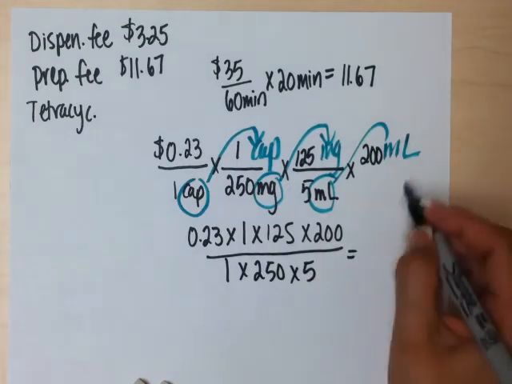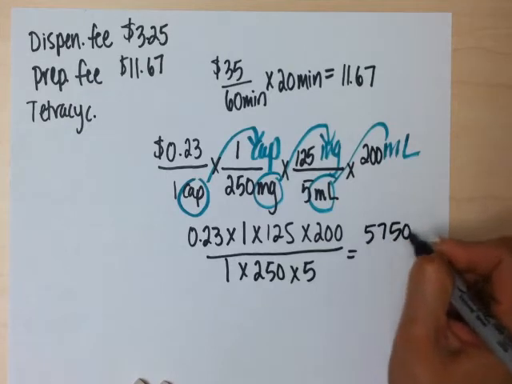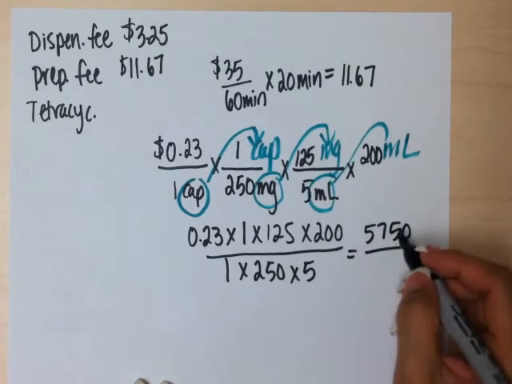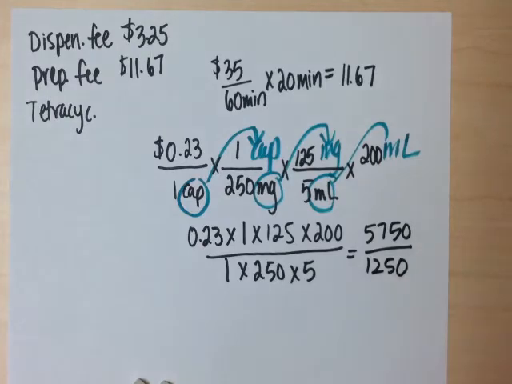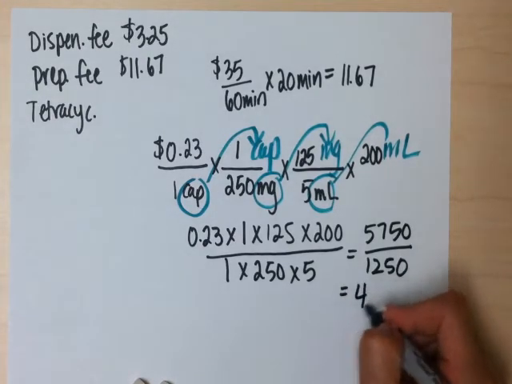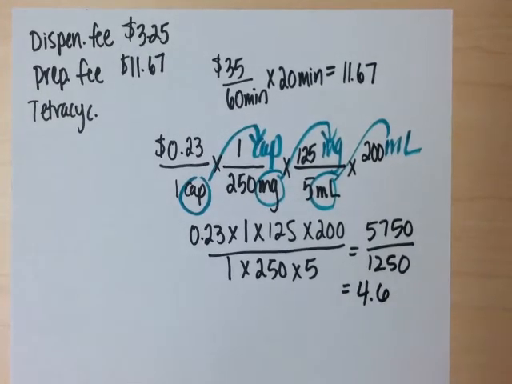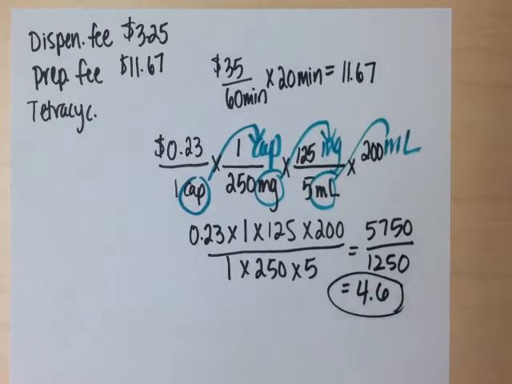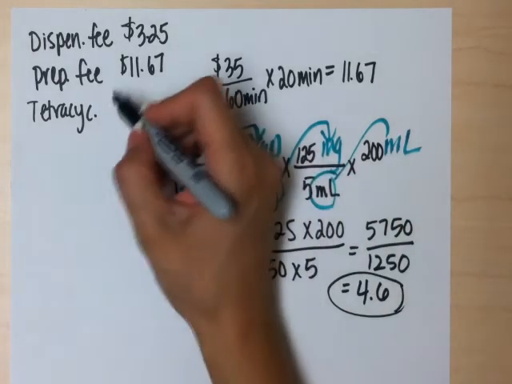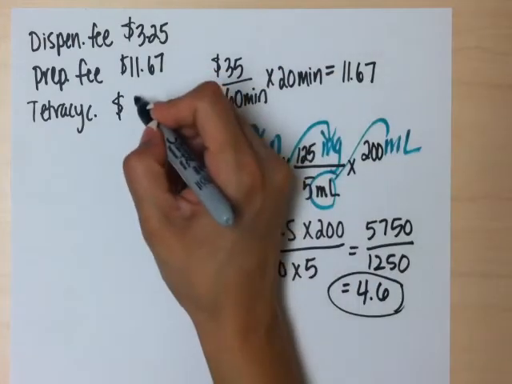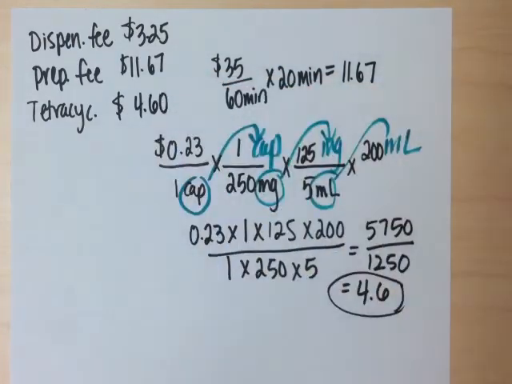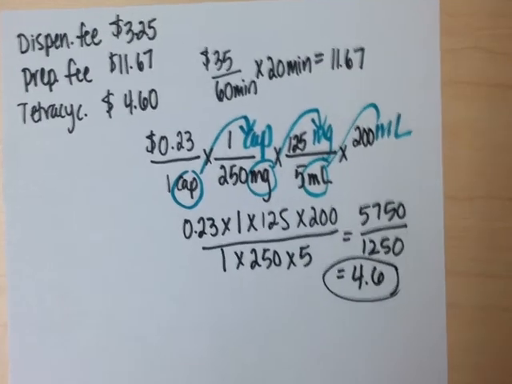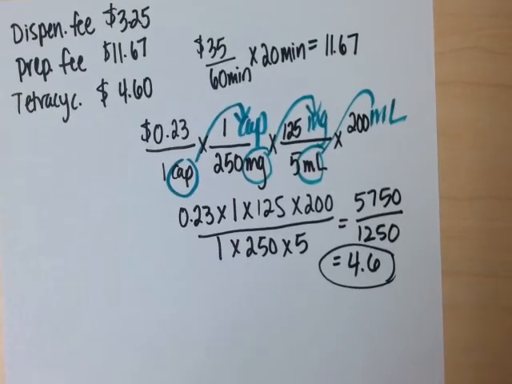So you will get 5750 over 1250, and that's 460. So this is the cost for the capsules we're going to use for the tetracycline. So we'll go back over here. 460.